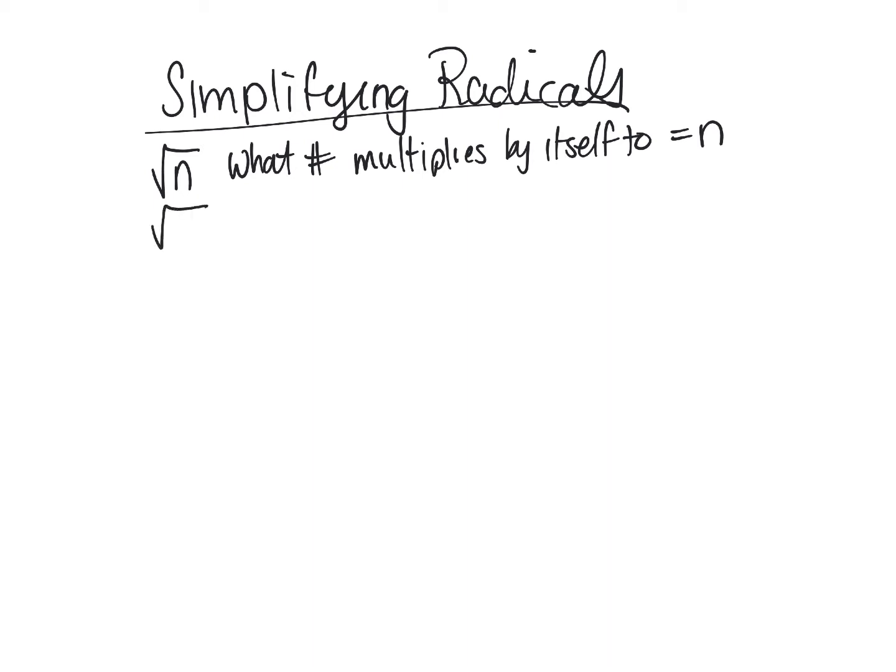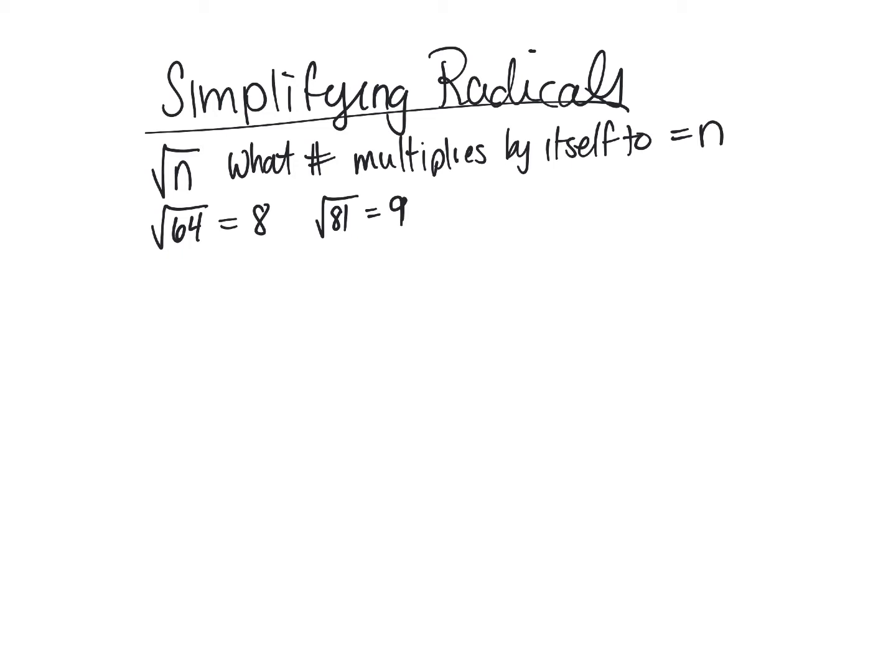So, for example, the square root of 64 is 8. The square root of 81 is 9. How about I make that a 9? Okay.